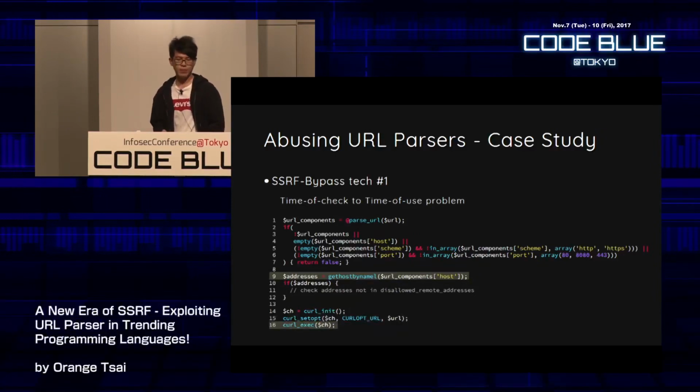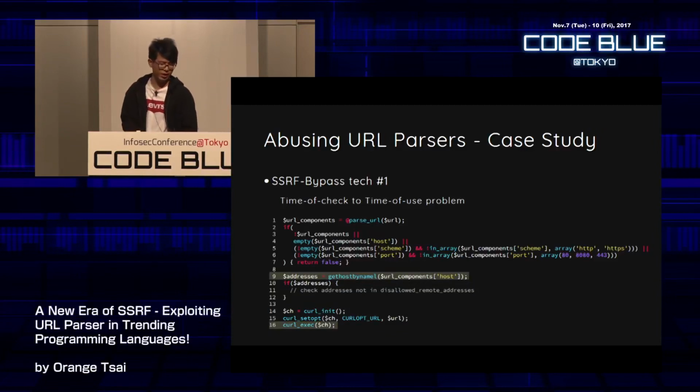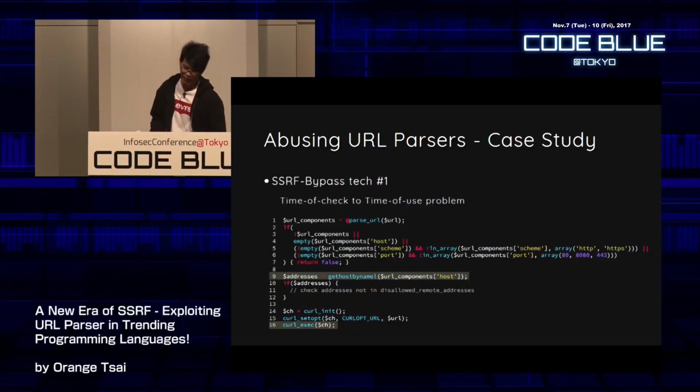MyBB uses parse_url to check whether the hostname, scheme, and port are valid or not. It also uses gethostbyname to resolve the domain, ensuring that the address is not in the blacklist. If the URL passes all the checks, MyBB will fetch the results by curl.